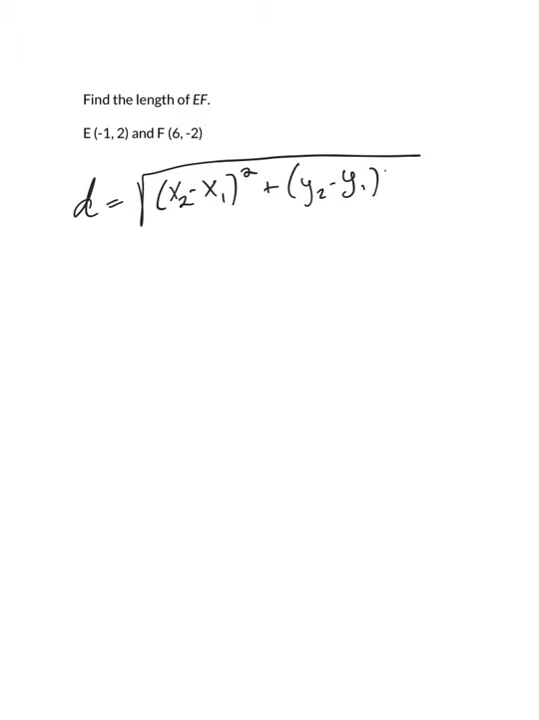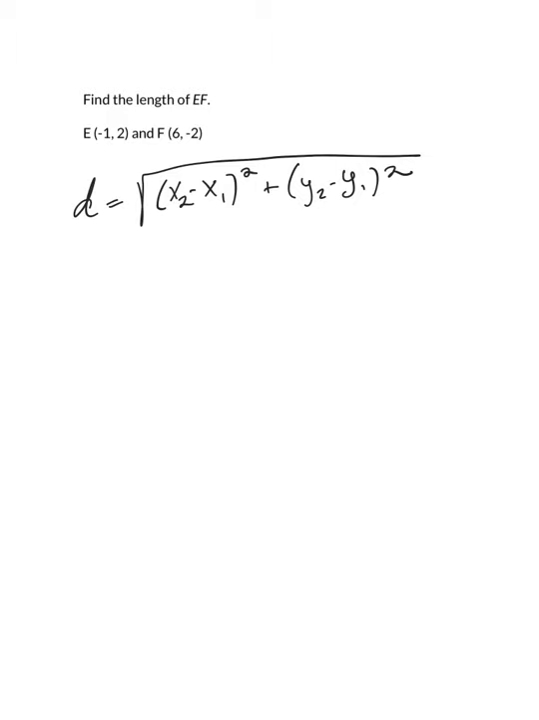Here you're being asked to find the length of line segment EF on the coordinate plane. And they give us the coordinates of E and F, E being (-1, 2) and F being (6, -2). Okay, so my distance formula is the square root of (x2 - x1) squared plus (y2 - y1) squared.